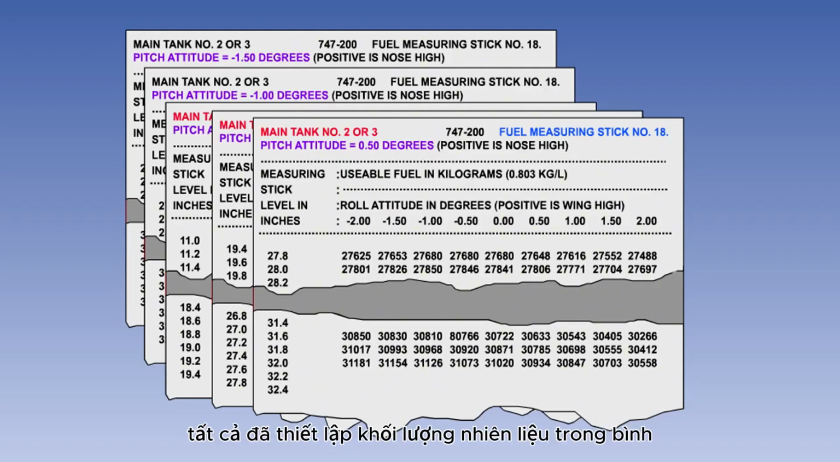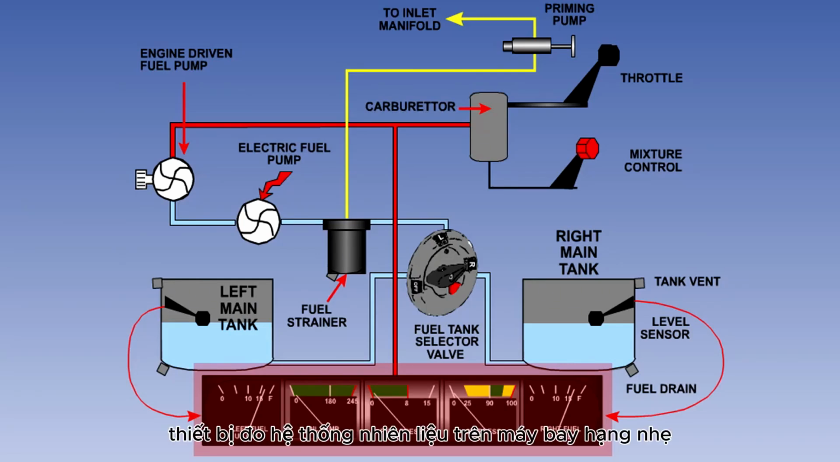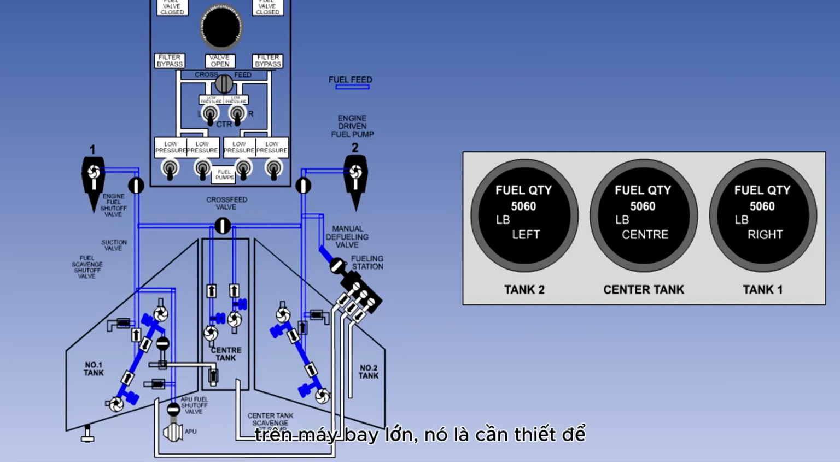These systems all establish the volume of fuel in the tank. The weight or mass can be calculated provided the specific gravity of the fuel is known. Many aircraft have tables for doing this. The fuel system instrumentation on a light aircraft will consist of contents and pressure gauges as shown here. On large aircraft, it is necessary to provide more information than this to the crew.